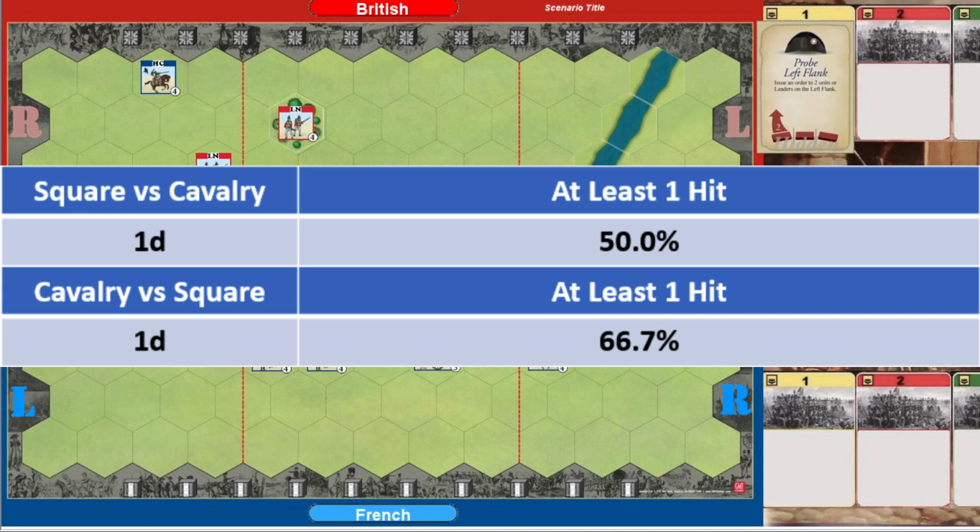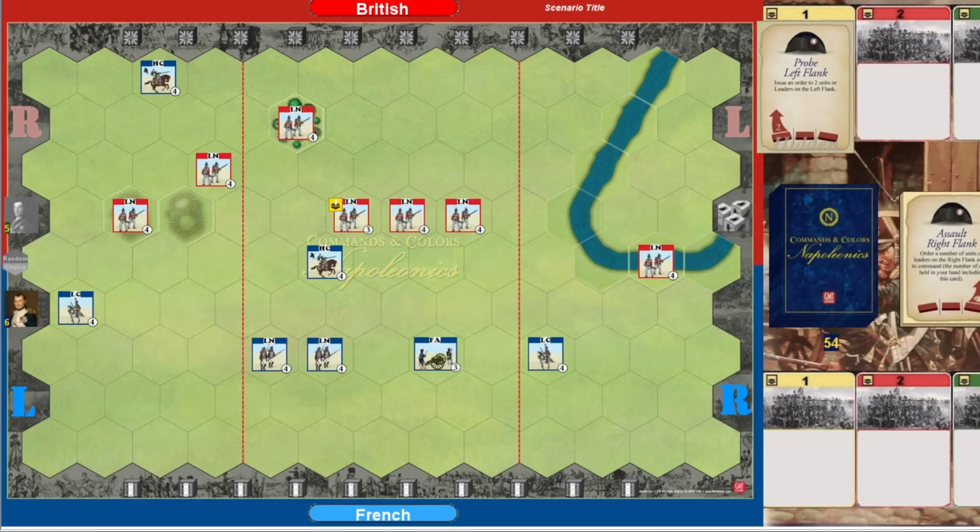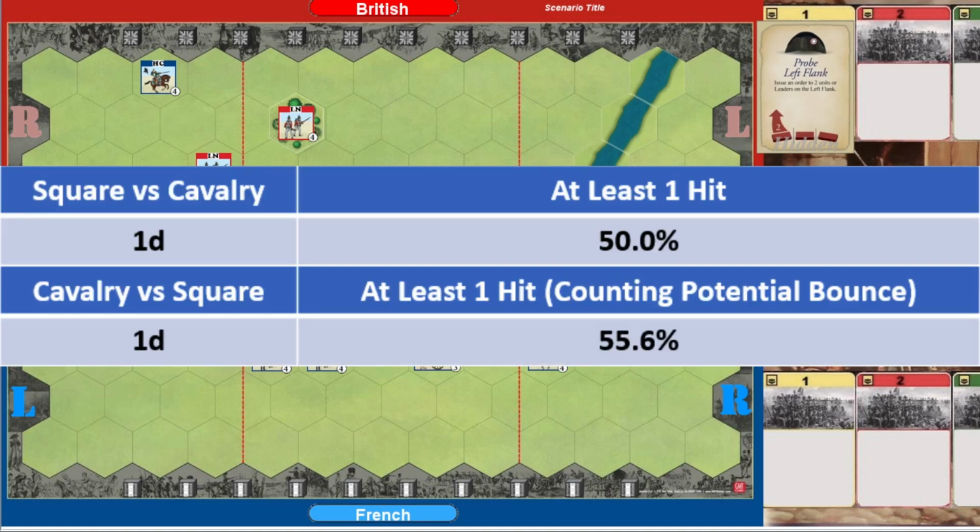If you recall from our last video, this characterization is actually inaccurate because the attack order in this exchange is always squares attacking first. This means that if you take into account the bounce flag, the probability of cavalry actually causing an effective hit is closer to 55.6%, which brings it much closer to the square's hit chance.